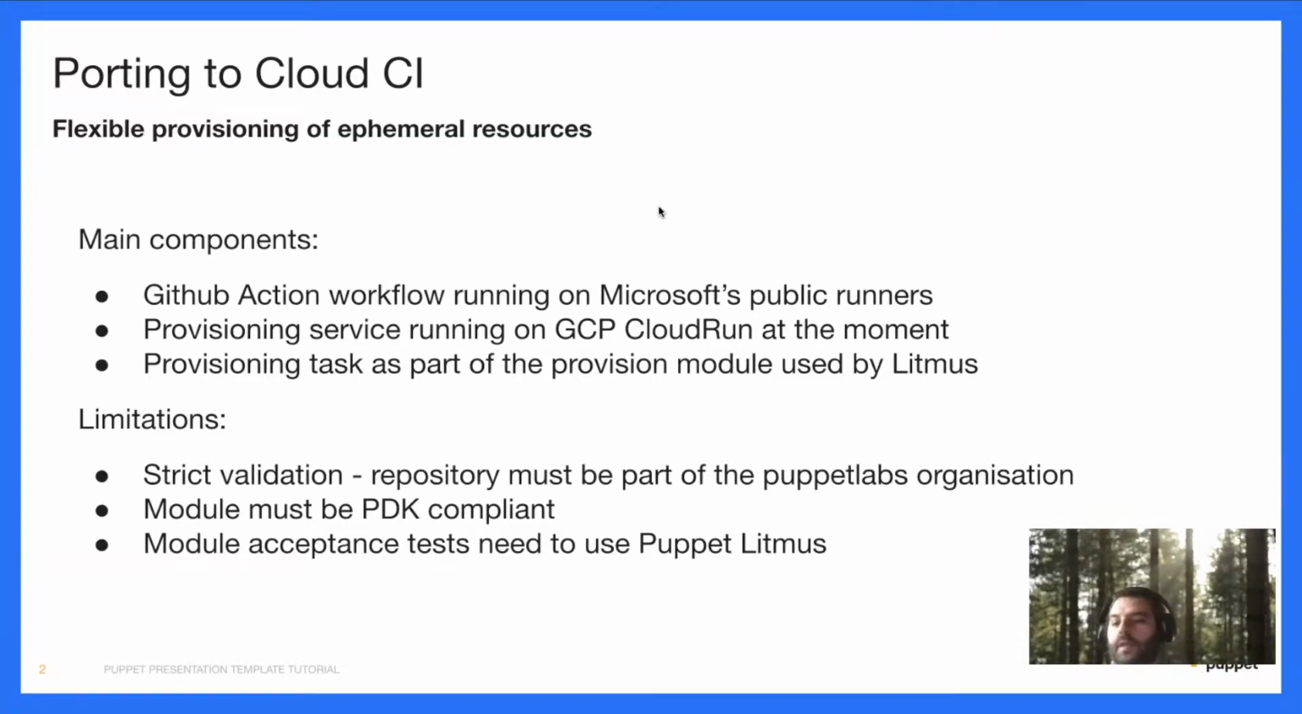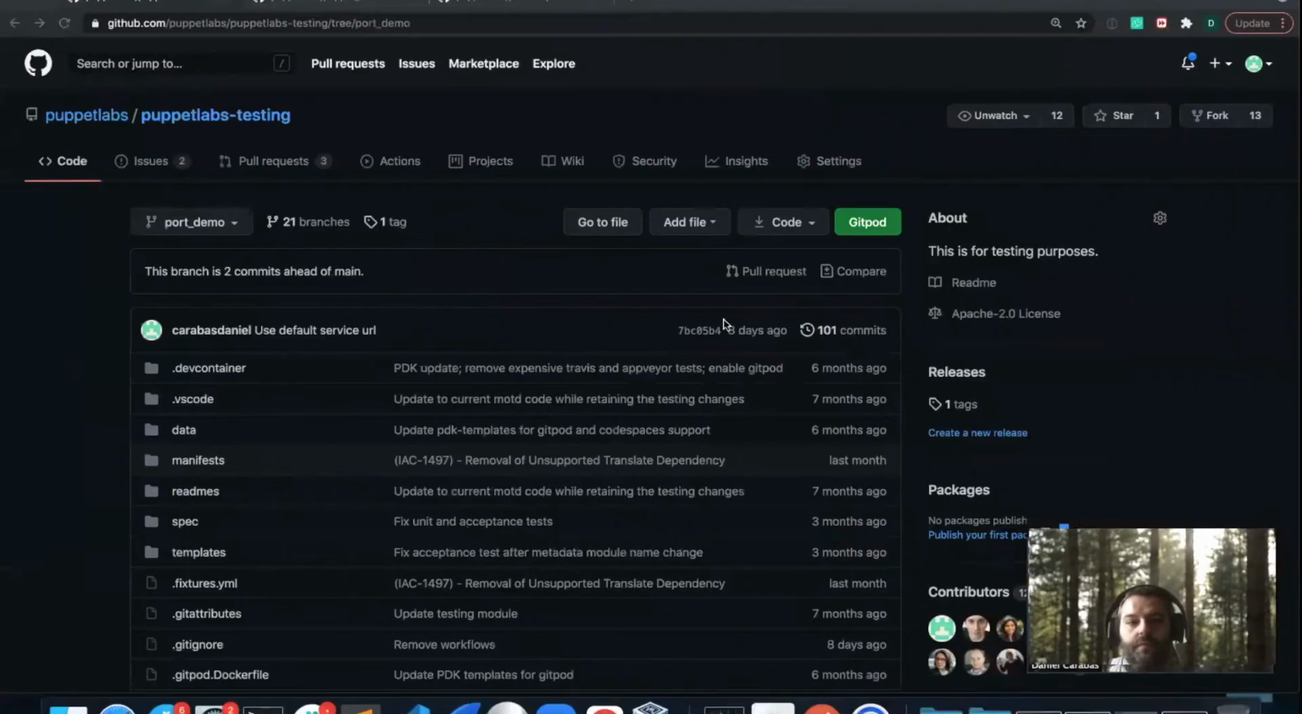One thing to note is that we have a couple of strict limitations in place before we can consider porting a module towards the Cloud CI. One of them is that there is a strict validation from the provisioning service. This allows provisioning machines only to repositories that are part of GitHub's Puppet Labs organization. The second part is that the module itself needs to be PDK compliant, and the acceptance tests need to be ported to use Puppet Litmus. Let's go to the demo here.